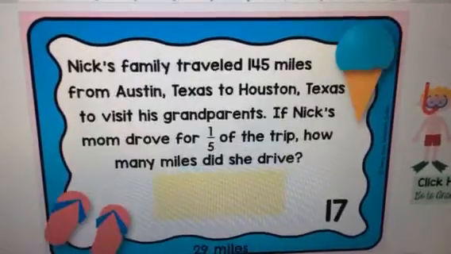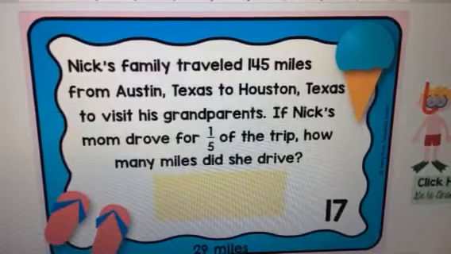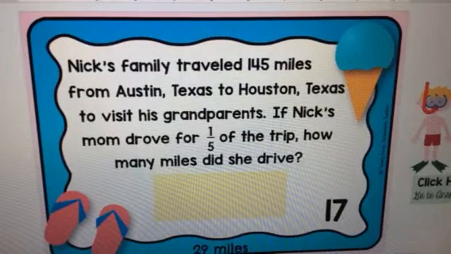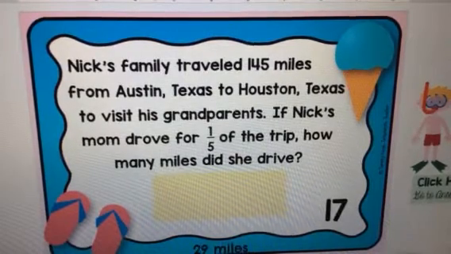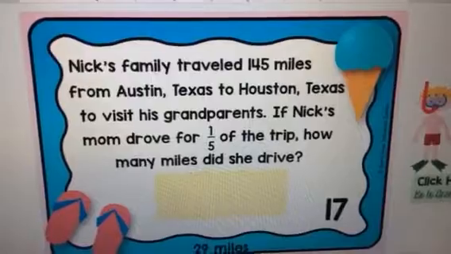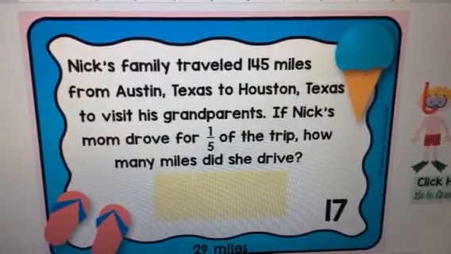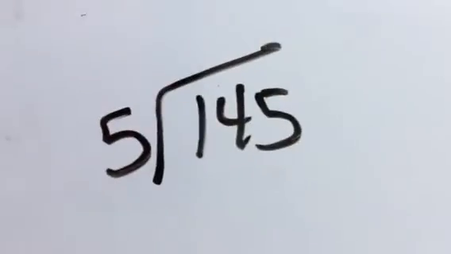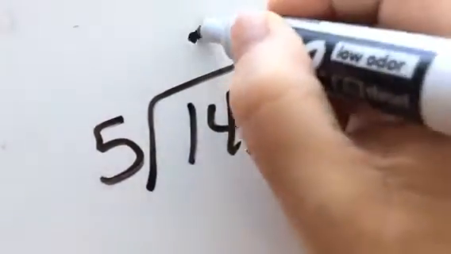Okay, 19. Nick's family traveled 145 miles from Austin, Texas to Houston, Texas to visit his grandparents. If Nick drove for 1/5 of the trip, Nick's mom drove for 1/5 of the trip, how many miles did she drive? We are going to divide the whole number by the denominator. Whole number by denominator.